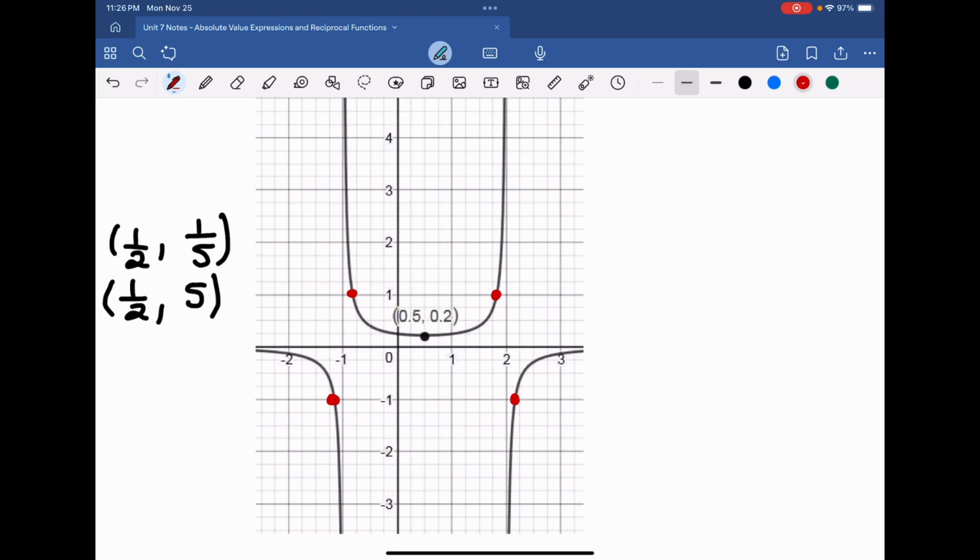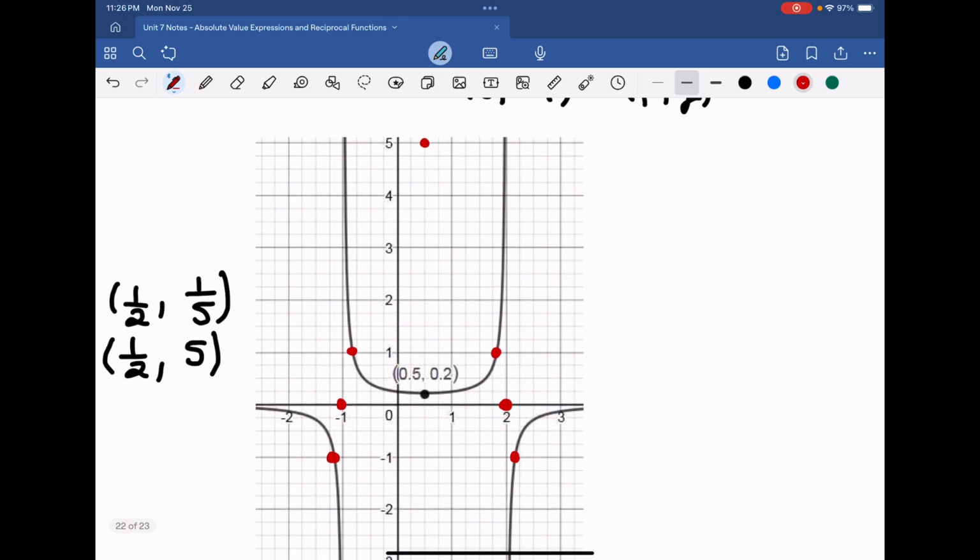The other points that will be used on the original are the ones that are at the vertical asymptotes here. And so the vertical asymptotes are these lines that, again, the reciprocal will diverge away from, but for our case, they're going to be valuable points.